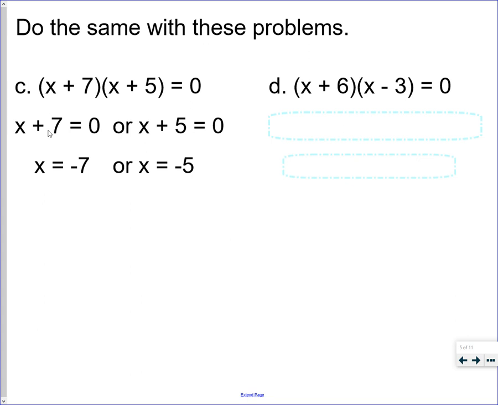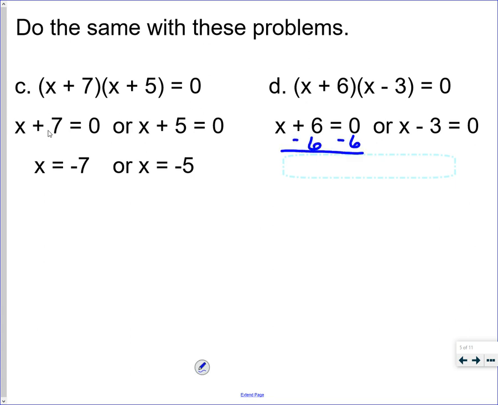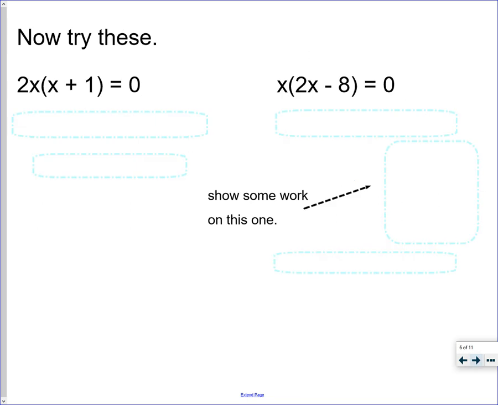In letter D, I've got one that's addition and one that's subtraction. And still, it doesn't matter. I need my equations: x plus 6 equals 0, x minus 3 equals 0. And like I said, if you want to, feel free to do that. So you're going to get that x is negative 6 or x is positive 3.